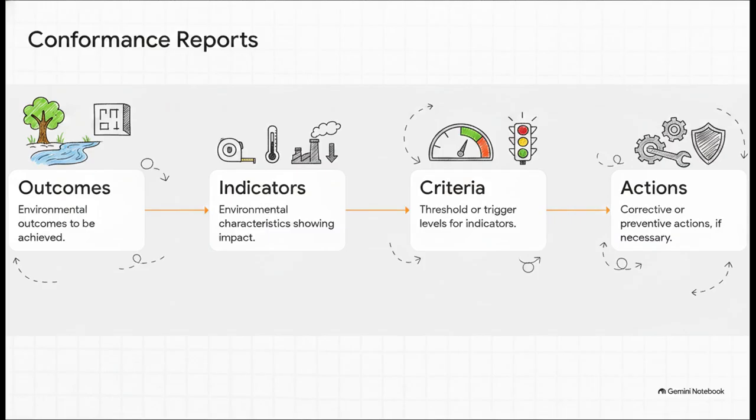Let's look a little closer at the conformance report. This is your essential tool for measuring real on-the-ground performance. Every conformance report needs 4 key ingredients. Number 1, the outcomes to be achieved. Number 2, the response indicators. These are the actual environmental characteristics that show the impact of your operations. Number 3, the response criteria, which are the specific thresholds or trigger levels you set for those indicators. And number 4, the corrective or preventative actions you'll take if those criteria aren't met.